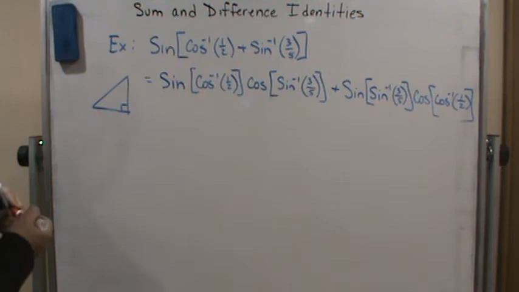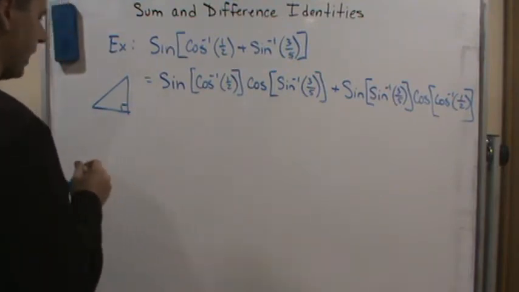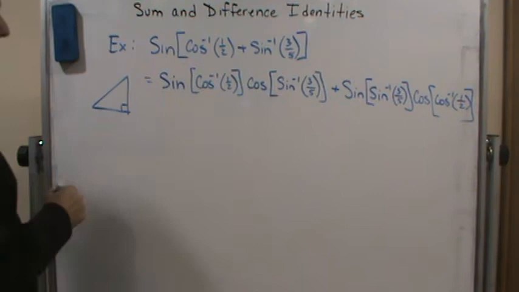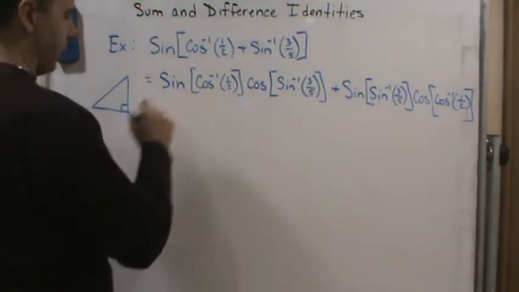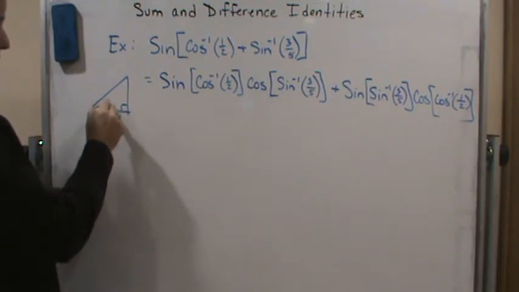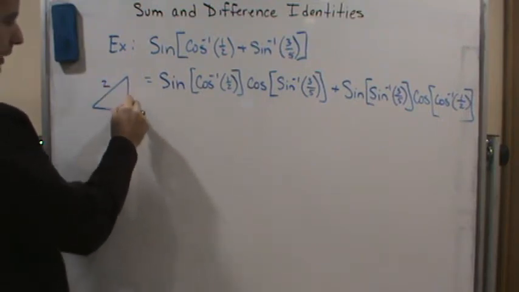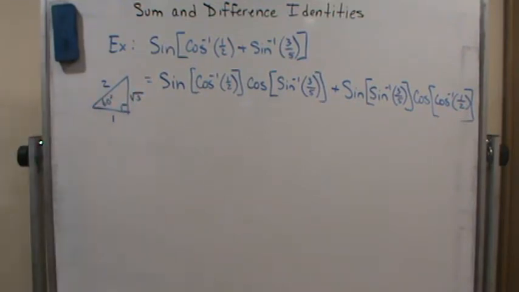Now, cosine inverse of 1/2. Now 1/2 is positive. Cosine is adjacent over hypotenuse. So you've got 1/2, and this has to be the square root of 3. This is 60 degrees.